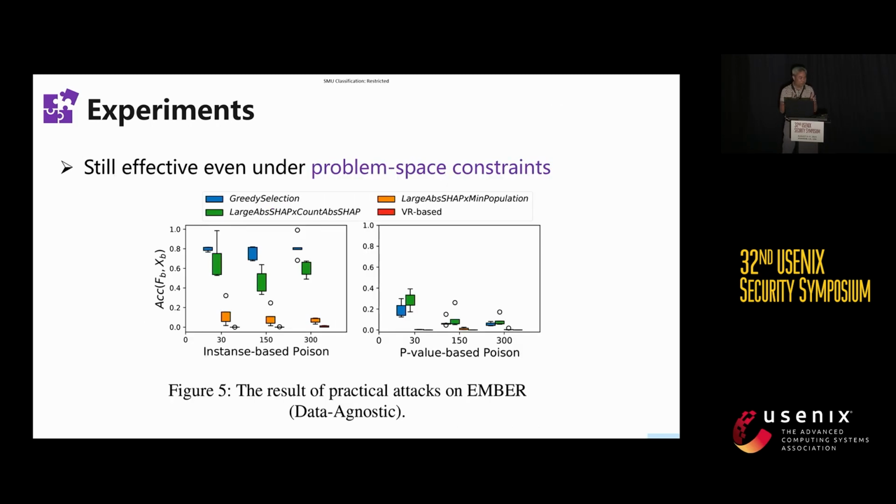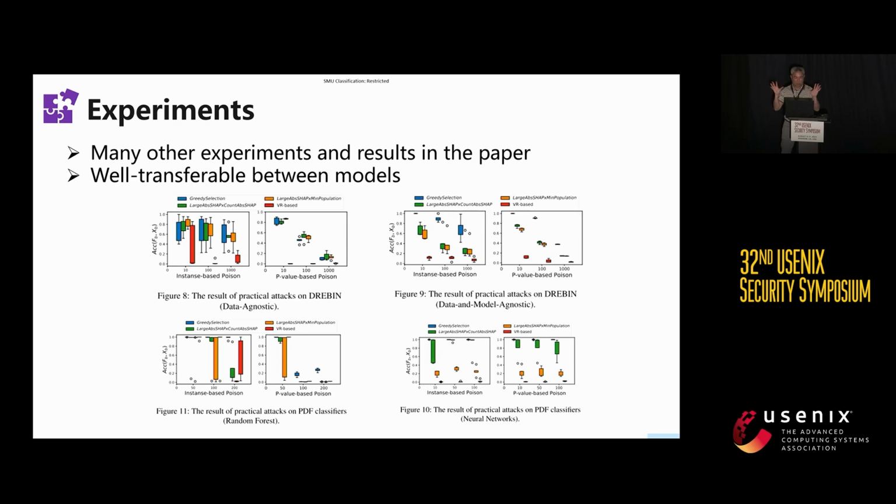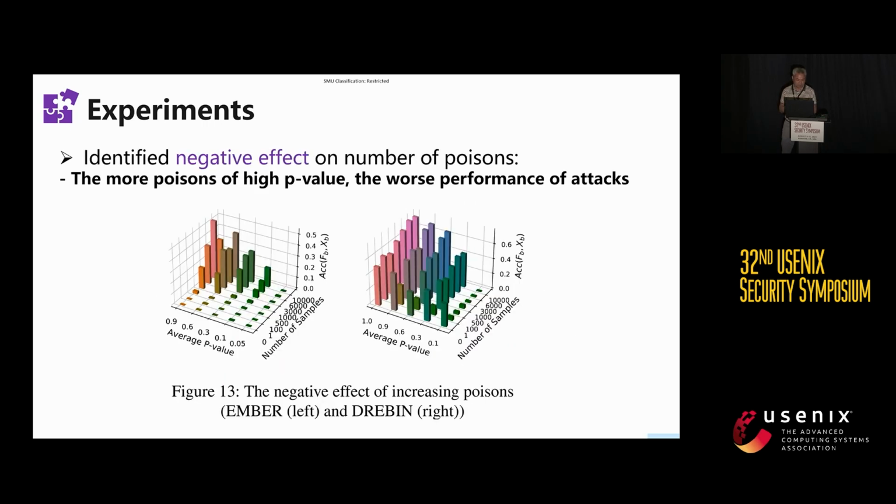I also briefly mentioned earlier that we consider different constraints. For example, this is the result of the so-called data agnostic scenario, in which we assume that the adversary only has access to his own set of samples, but not the actual training samples that the victim is using. And still, the 2 metrics that we propose are a lot more effective compared to existing work. There are a lot of other evaluations that we consider. I'm not going into the details here. You can always refer to our paper on these other scenarios.